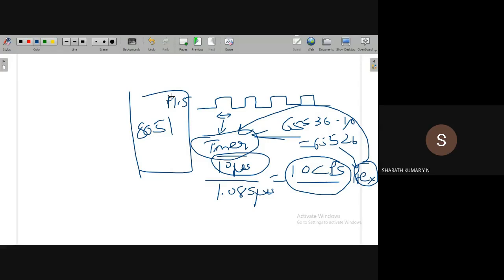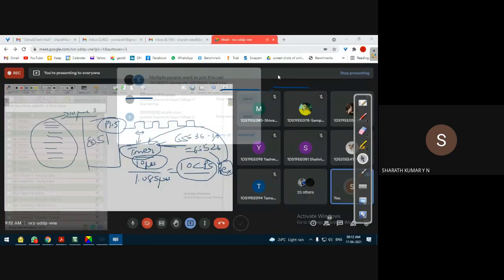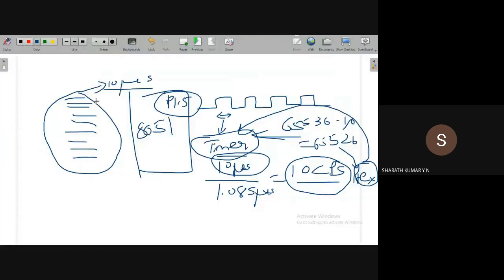The other method of generating the delay is to write a program in assembly code. The execution of this code takes some time. Let us say, for example, execution of this code takes 10 microseconds. So based on this delay, which is required to execute a program or subroutine, whatever it is, we can generate the delay.